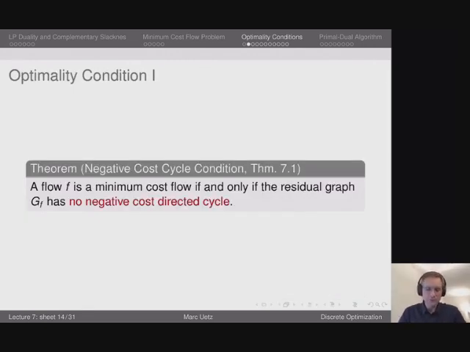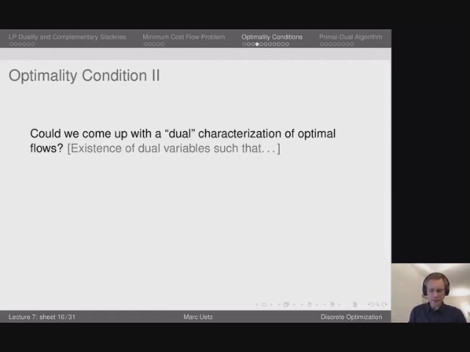So that is the first and very intuitive characterization of minimum cost flows, namely by means of non-existence of negative cost directed cycles in the residual graph. And in order to motivate the other, maybe a bit less intuitive optimality condition, I want you to think back of linear programs. What did I do for linear programs in the first couple of slides? There we had an optimality certificate by means of existence of a dual solution, such that primal and dual achieve the same objective function value. And that's exactly what is happening in this other condition.